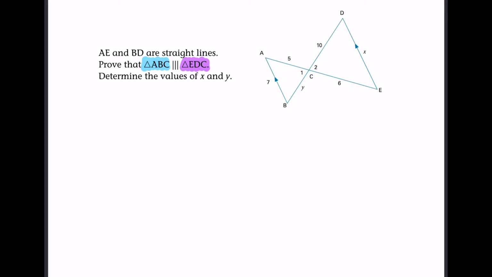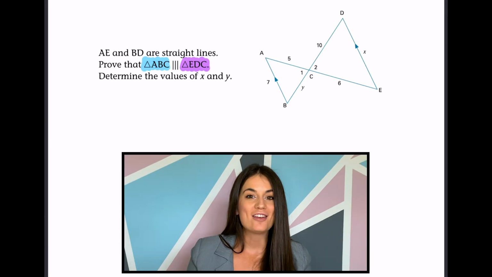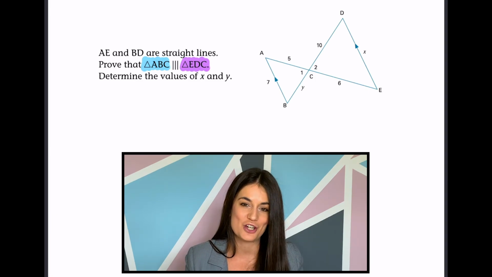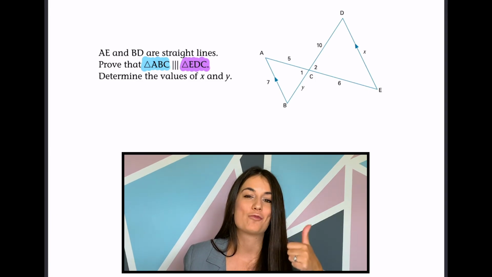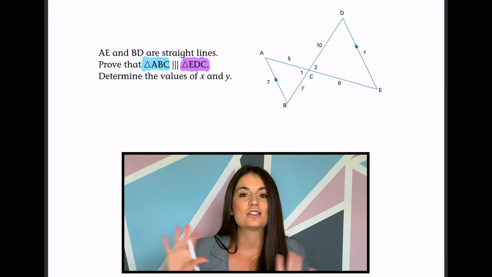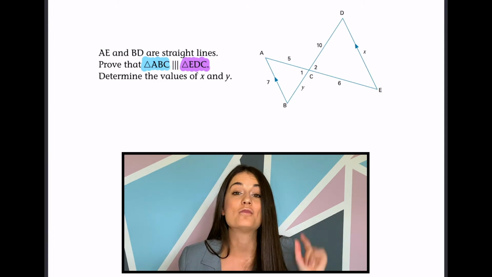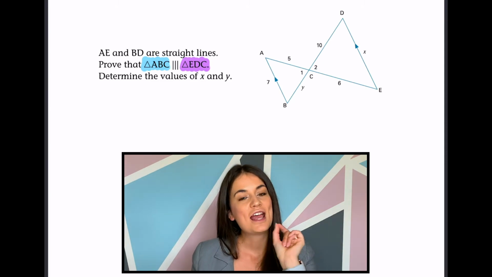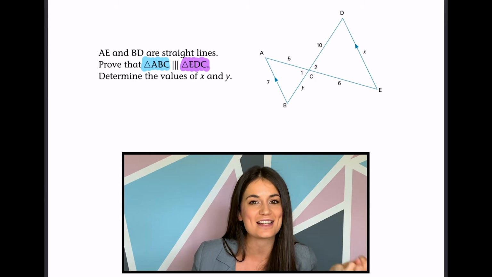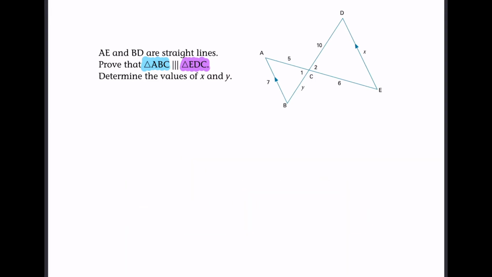Alright, so let's start by proving that these two triangles are similar. Remember, once I prove similarity, then I'm able to determine any length of any side because the sides will be in proportion. Remember, to prove similarity, I only have one condition of similarity, and that's angle, angle, angle. I need to prove the three angles in the two corresponding triangles are the same. But remember, I don't actually have to prove that all three angles are the same. I only have to prove two of the three angles, because then the third one is automatically equal because of angles in a triangle.